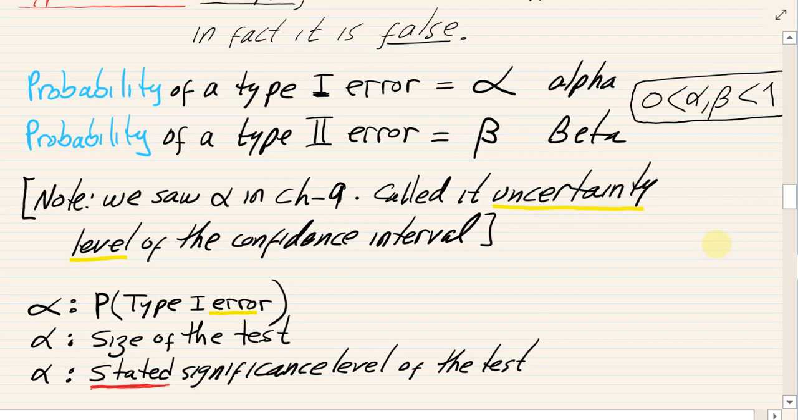How do I calculate this alpha? There is nothing to calculate. Alpha is actually stated. Notice I have underlined the word stated. So it is something that you and I, or the researcher, actually determine ahead of time before we conduct the hypothesis test. So, for example, let's say we're going to decide on alpha of 0.05.